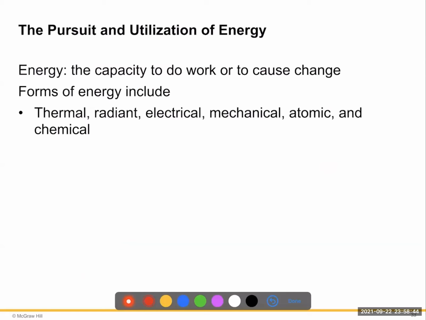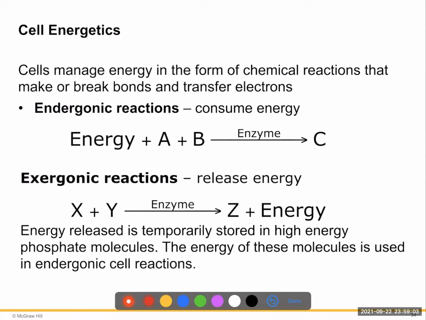Okay? So the definition of energy. Okay? Energy is the capacity to do work or to cause change. Do work, cause change. Forms of energy are thermal energy, heat energy, radiant, electrical, mechanical, atomic, and chemical. Those are different types of energy. Cells manage energy in the form of chemical reactions, right? Either making bonds or breaking bonds. Okay? And that transfers electrons.